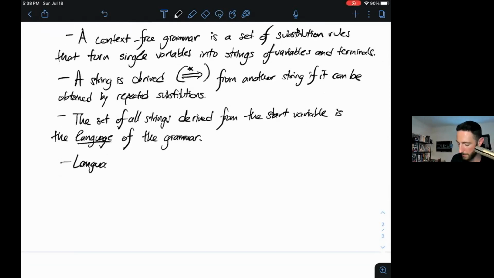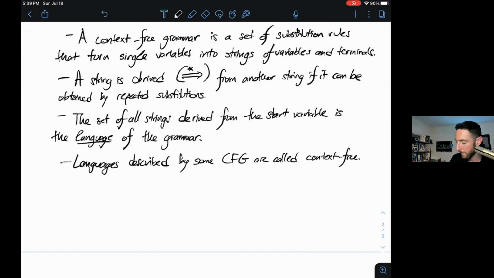Languages described by some context-free grammar are called context-free, naturally. So just as every DFA recognizes some language, every CFG describes some language, like a regular expression. And the class of all the languages described by some CFG, well, those are the context-free languages.